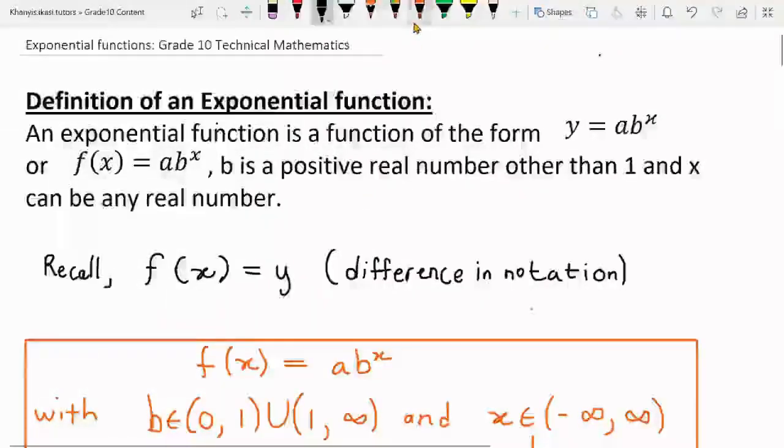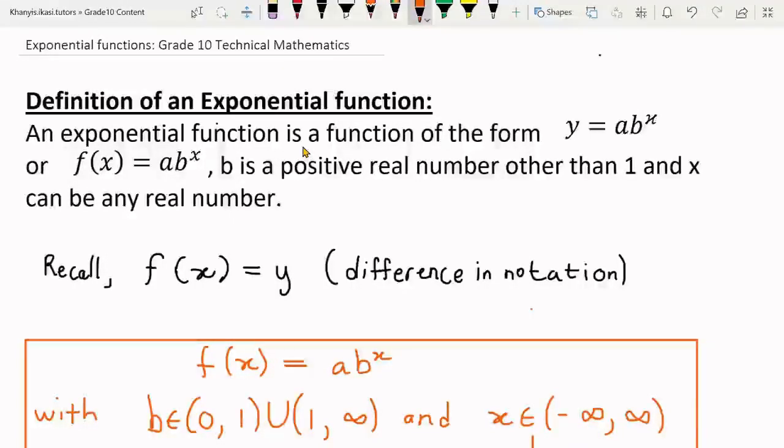So today we're going to be looking at exponential functions, and this is grade 10 technical mathematics. So let's first start off with the definition of what is an exponential function. A definition says that an exponential function is a function, right? And remember, when we say it is a function, it means that it satisfies certain conditions when we check with the vertical line test.